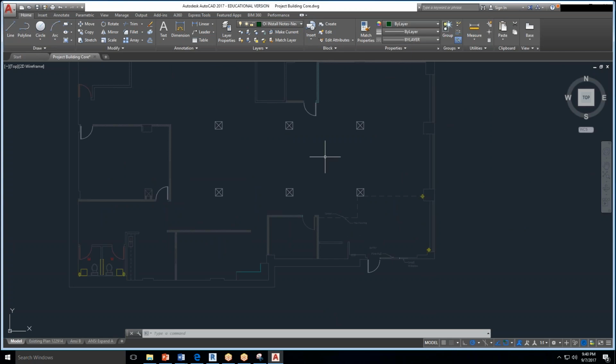I'm saving my pickiness for reflected ceiling plans and electrical plans. You can only take so much of me being technical. Trust me.